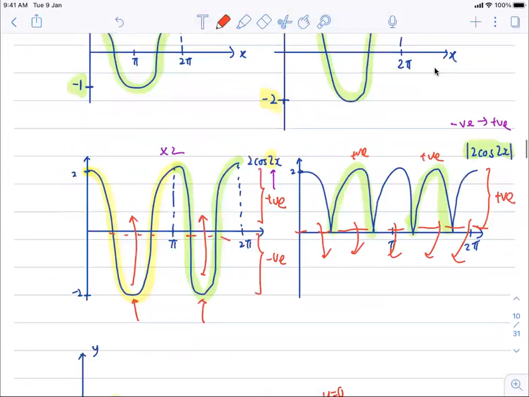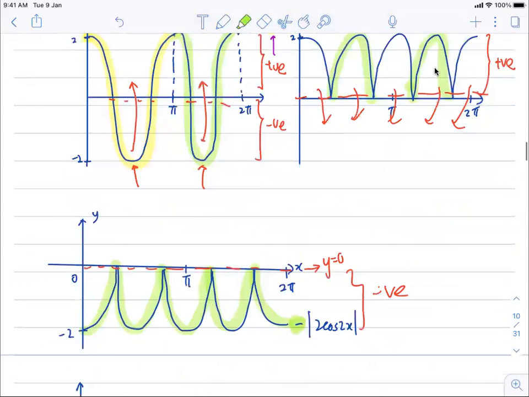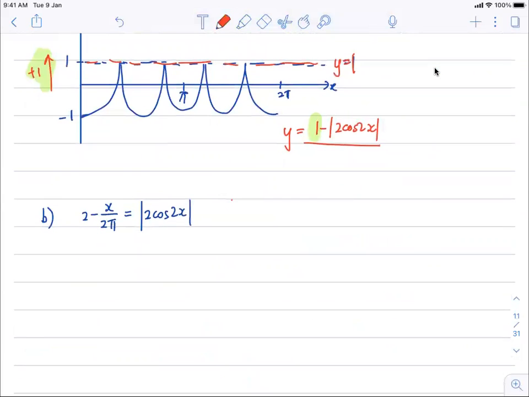So in part B, we are provided this equation for x between 0 and 2 pi, and the question asks us to find the number of solutions. When we see this equation, the first thing we want to do is make it into a format similar to this graph on one side. It means we want this expression to appear on one side. Okay, so we can rearrange this: 2 minus modulo 2 cos 2x equal x over 2 pi.